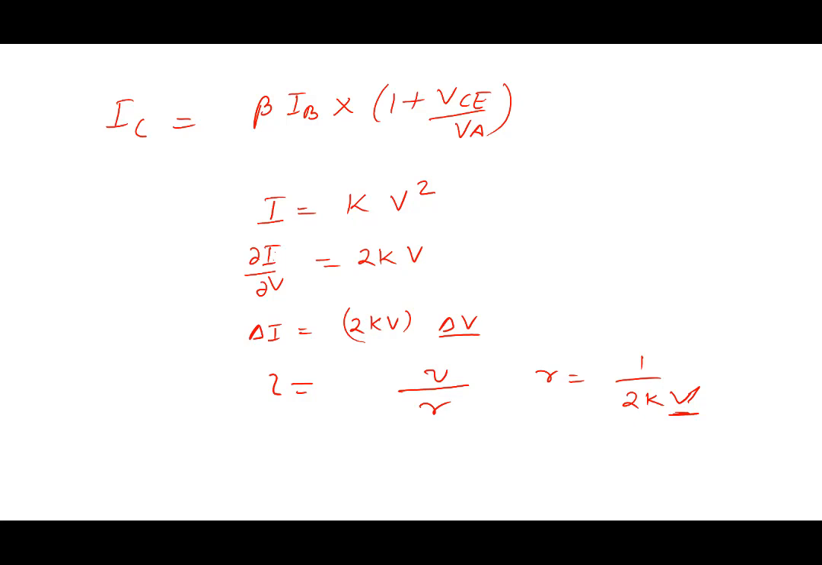Now the same thing I'm going to do here for IC. Can I write delta IC as del IC by del IB multiplied by delta IB, plus del IC by del VCE multiplied by delta VCE? Do you agree with this statement? You agree?